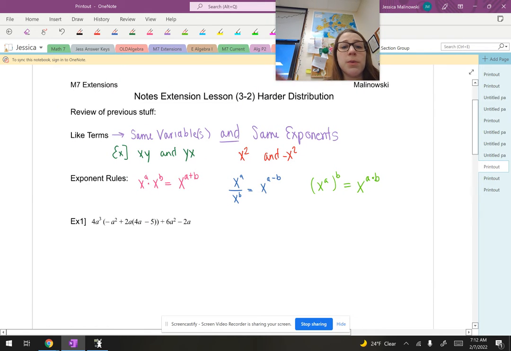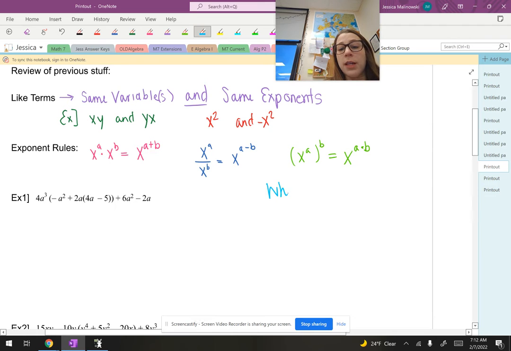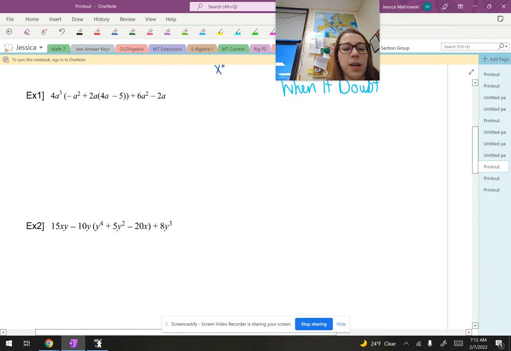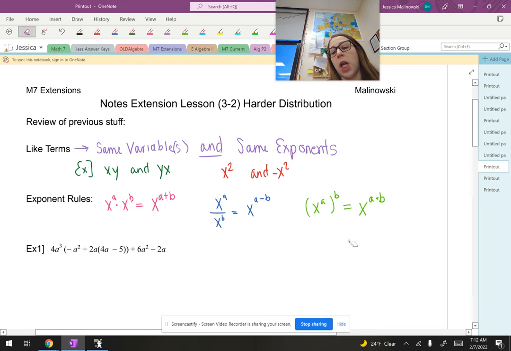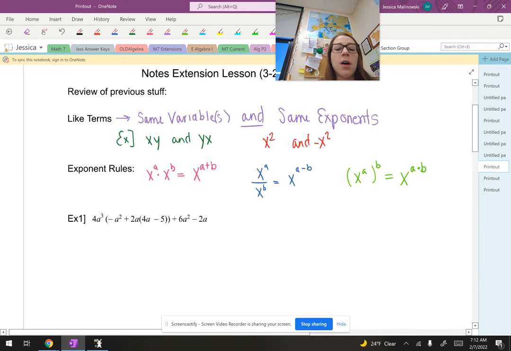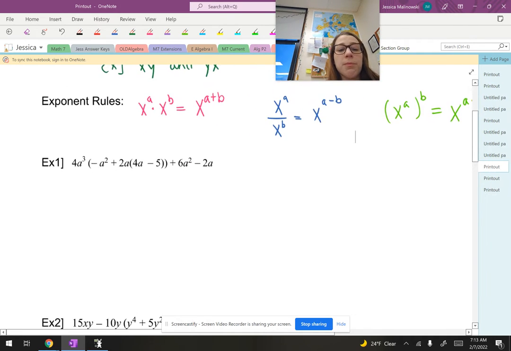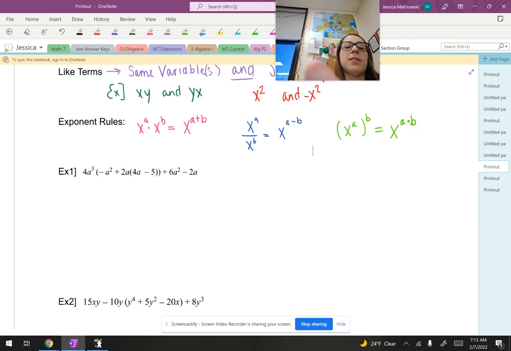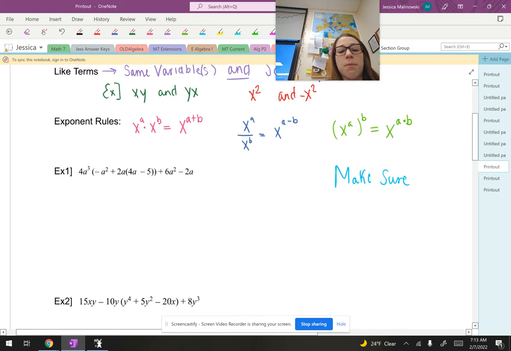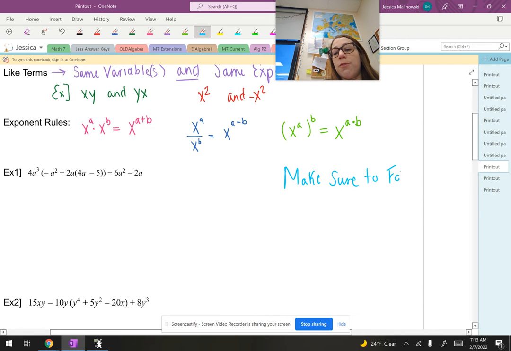When in doubt, you can always expand, but I don't think that's going to actually help us here. So we're going to take that away. Never mind. All right, so there's a little bit of stuff there. Let's take a look at the first example. So again, you want to make sure to follow order of operations.